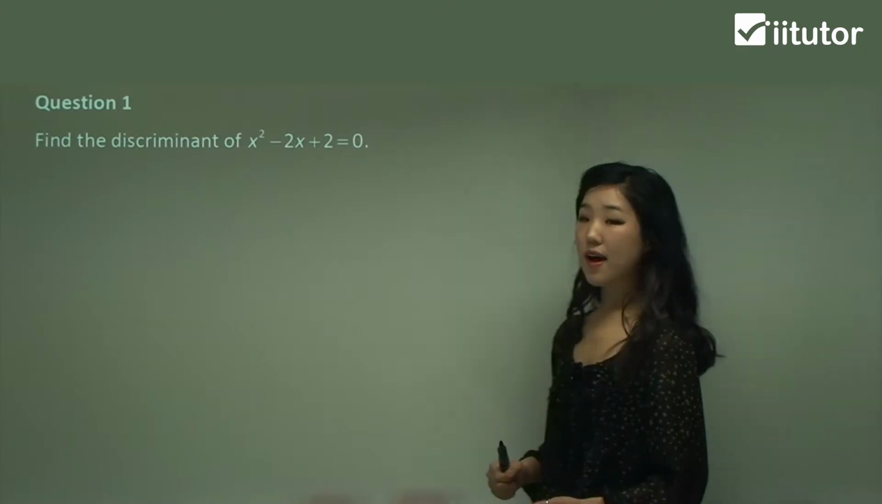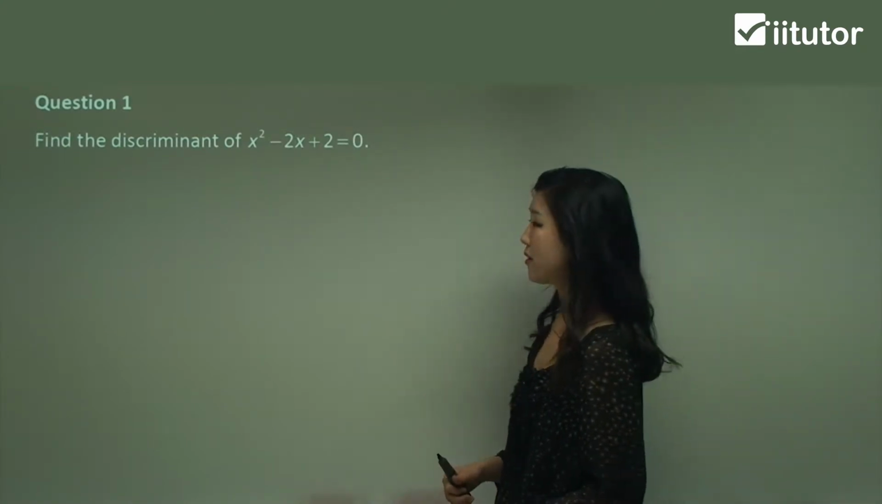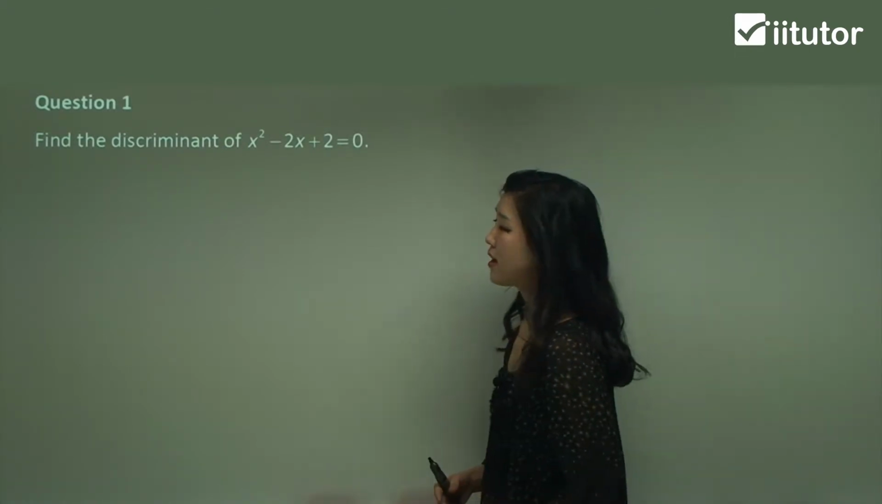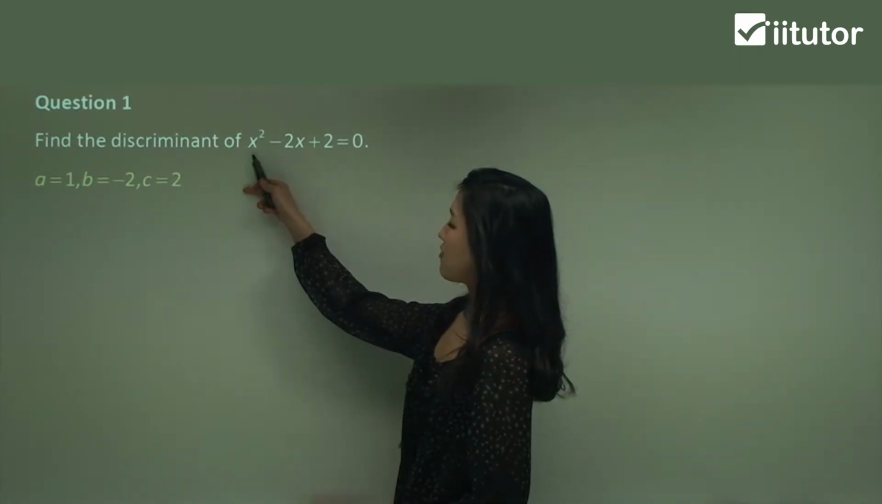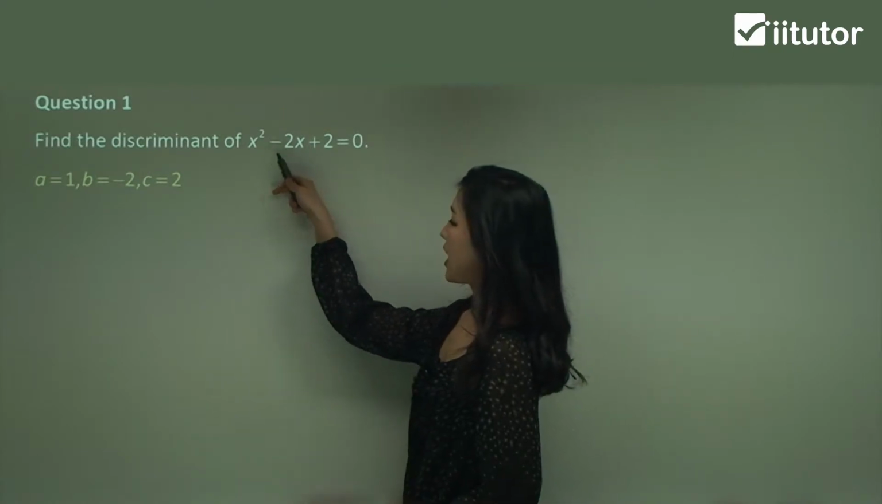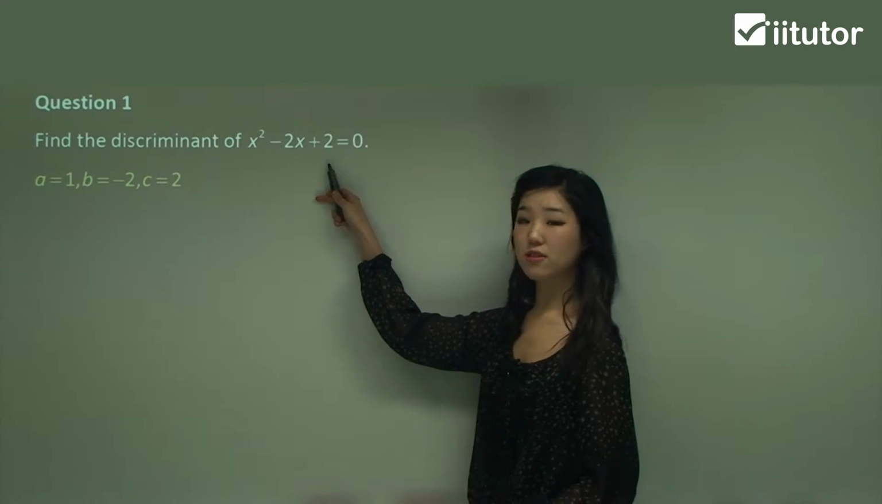Question 1, find the discriminant of x squared minus 2x plus 2 equal to 0. Alright, it's just our regular quadratic equation. So what I'm going to do is first say what a, b and c are. A is going to be the coefficient of x squared, which is just 1. B will be the coefficient of x, which is negative 2. And c will be the constant number at the end, which is just 2.